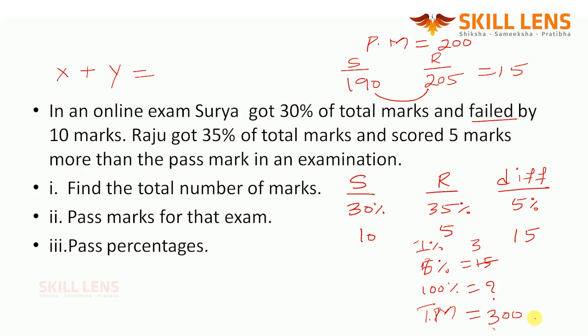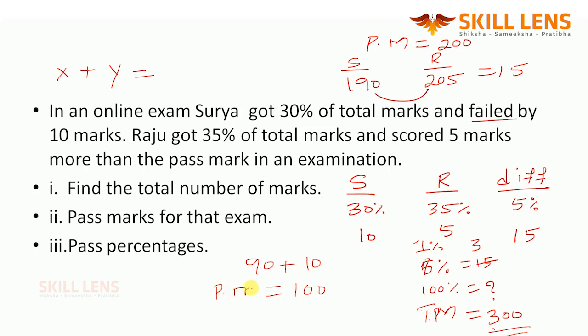in the exam, next thing is a cakewalk. Out of 300, you got what? 30%. In 300, 30% is what? 90. And he failed by 10 marks. So if you add 10, you will get your pass mark. So 100 is the pass mark.